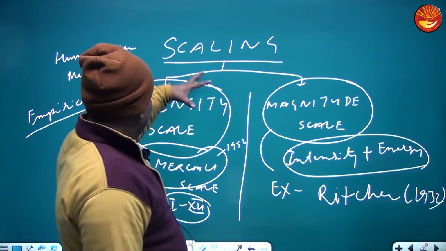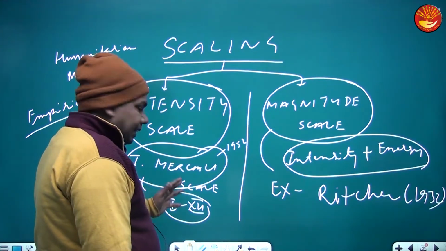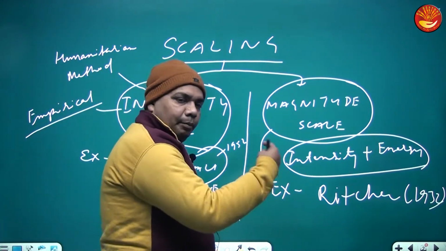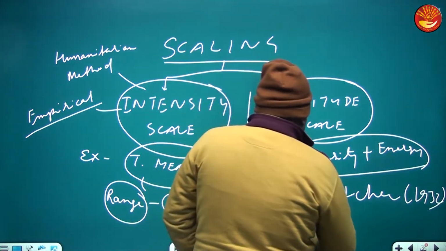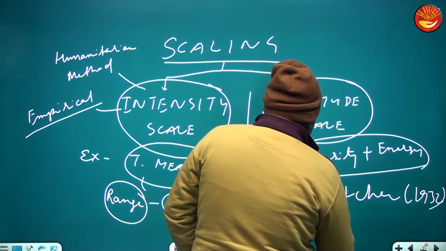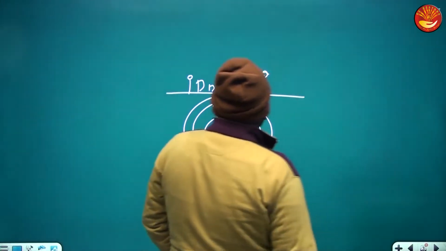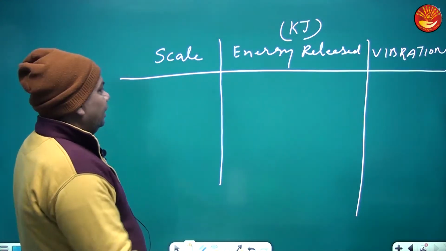As I told you, for the intensity scale, the best example is the Mercalli scale. Its range varies from 1 to 12. The best example of a magnitude scale is the Richter scale, and its range varies from 0 to 9. So how does it actually function?